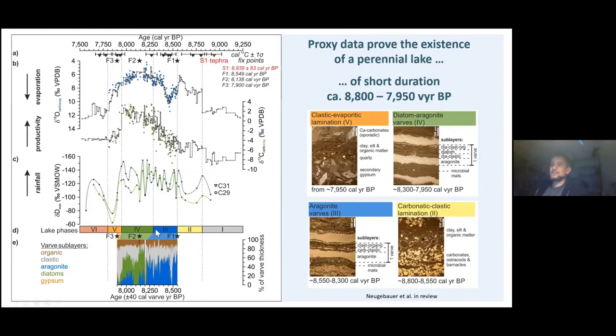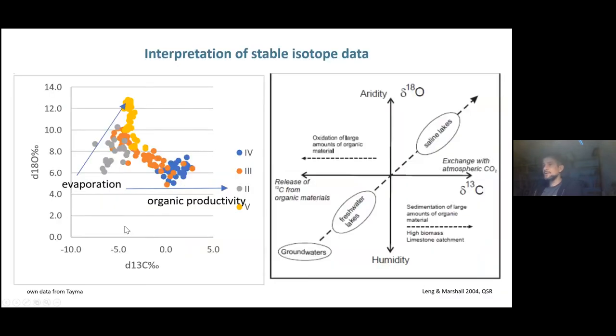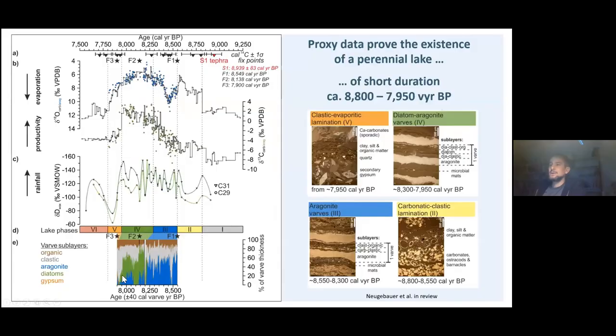Then we have stages 3 to 4, which represent the main lake stages, as you can see here. And they are dominated by aragonite varve precipitation in combination with the clastic varves. And after this main lake stage in 3 and 4, there's a drastic drop in water level and a transition again to wetlands. And it becomes significantly drier. And that is mainly reflected by gypsum precipitation here in orange.